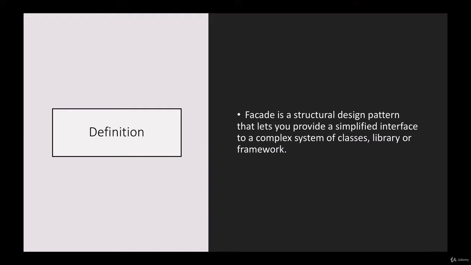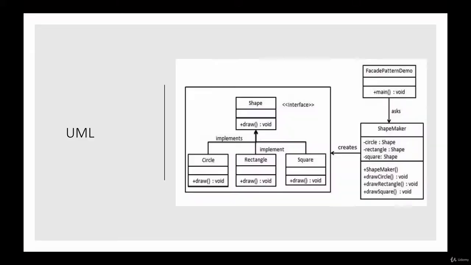Let's say you have a very complex system of classes or a library, but you don't want to expose the internals of your library. So you expose an interface which performs the operations for you, which the library will be performing underneath, without exposing the internals of the library. That's what the facade pattern is for. It's a structural design pattern which lets you provide a simplified interface to a complex system of classes. So we have discussed the problem.